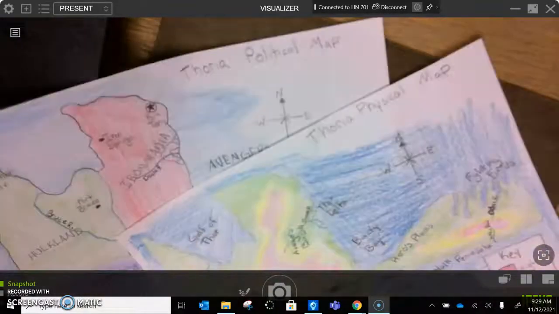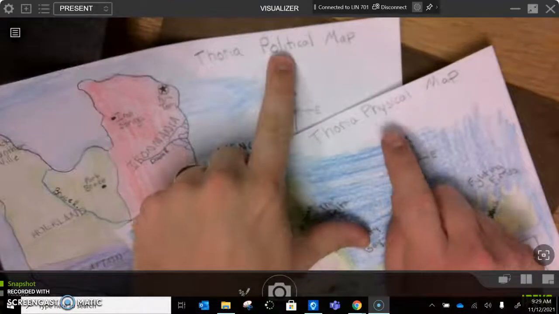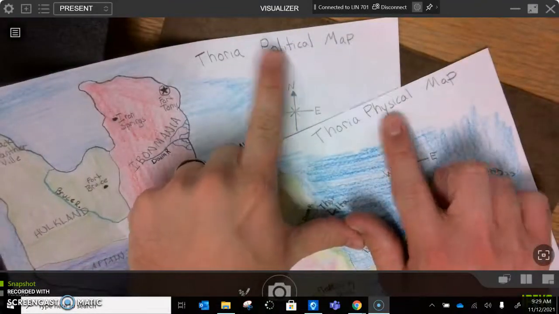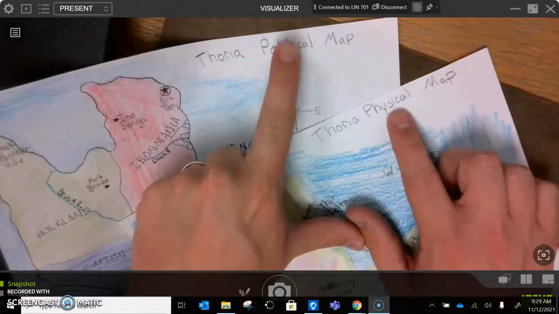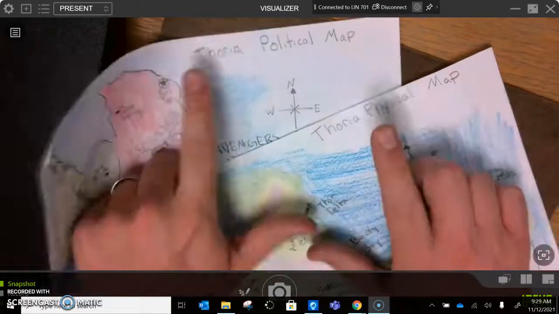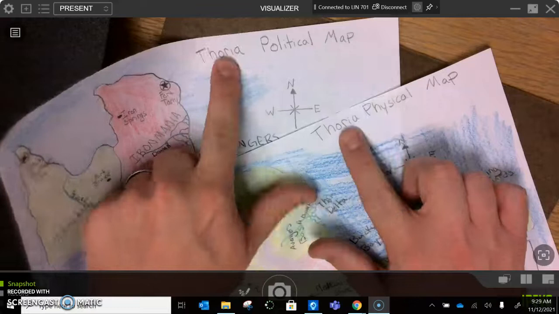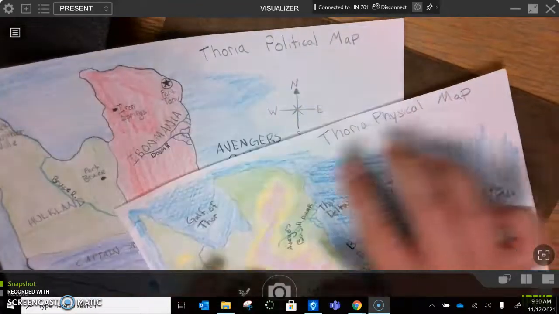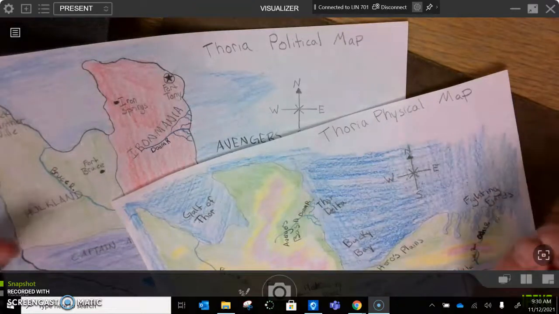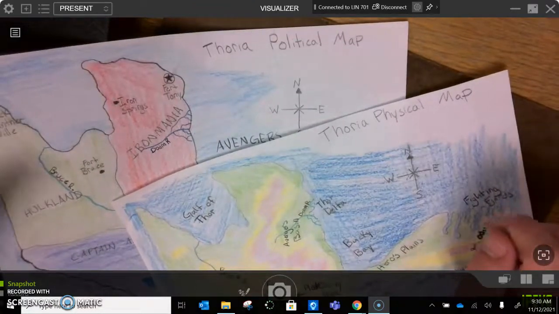I have two maps, a political and a physical map. Both of them have a title. Your title should include the word political or physical map. So mine is called Thoria: Thoria political map, Thoria physical map. Make sure that you have that part in your title, or you do not have a complete title there.